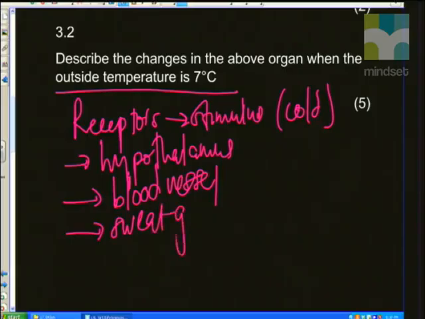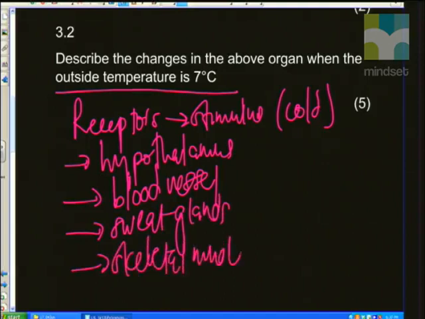The hypothalamus then instructs who? Which parts of the skin? It's going to cause the blood vessels, I'm going to tell you which, and then you're going to tell me what it does to them: the blood vessels, sweat glands and the skeletal muscles. Now let's put another color so we can make it easy for the viewers.